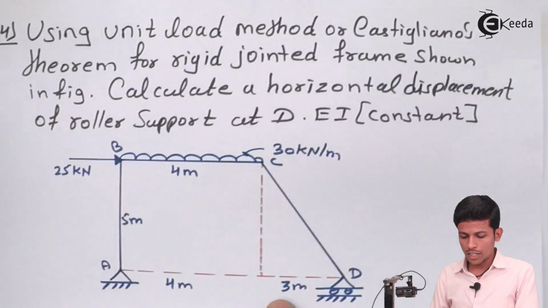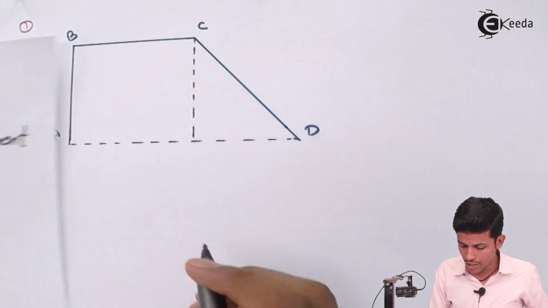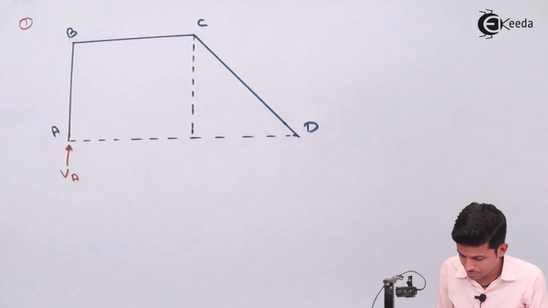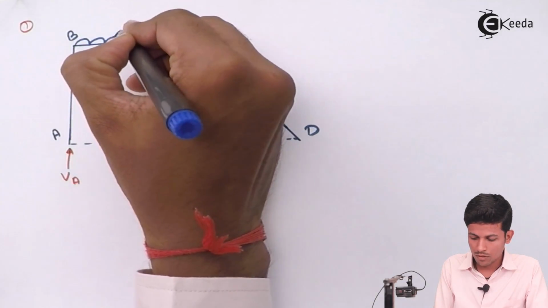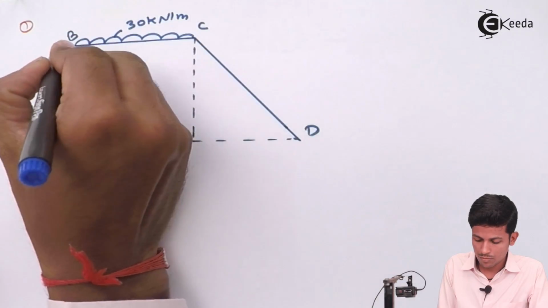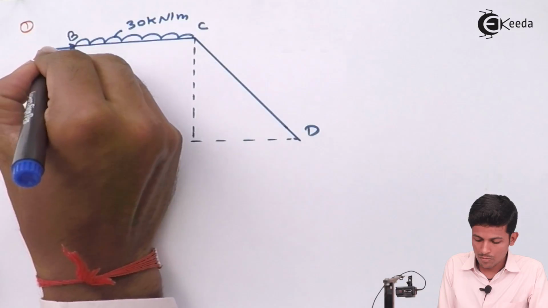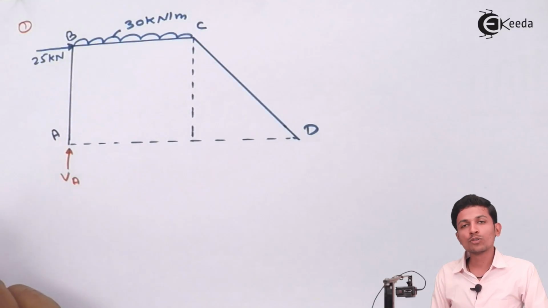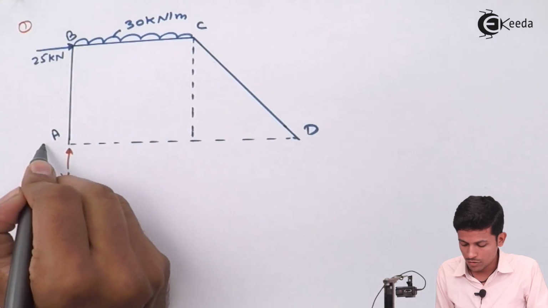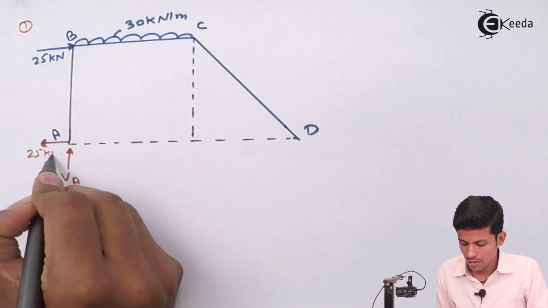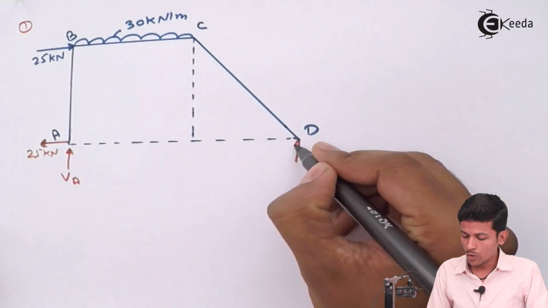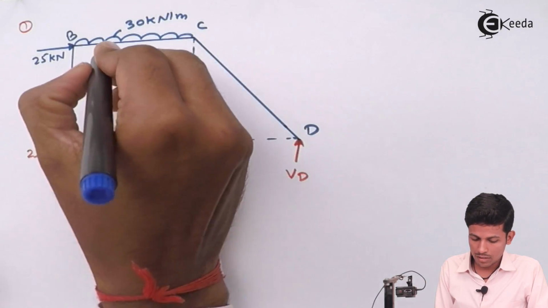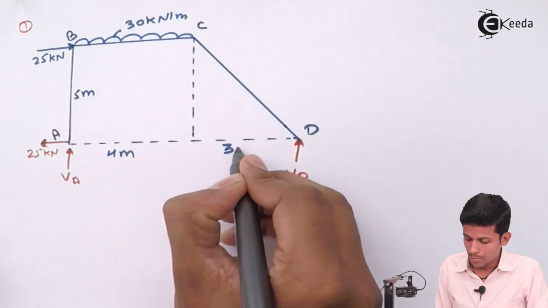Now see, this is your hinge support, so two reactions will come. This is your VA and HA. See, this 25 is going in the left to right direction. As you all know, for symmetry of that part, this reaction will also come in this direction. Since D is a roller support, only one reaction will come. This is named VD. Now see, this distance will be 5 meter, this is 4 meter, and this is 3 meter.